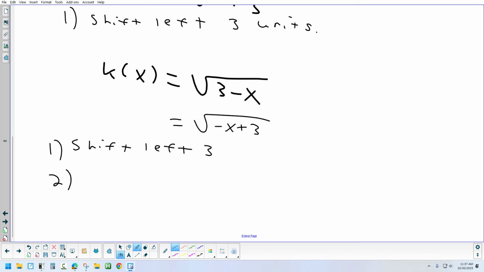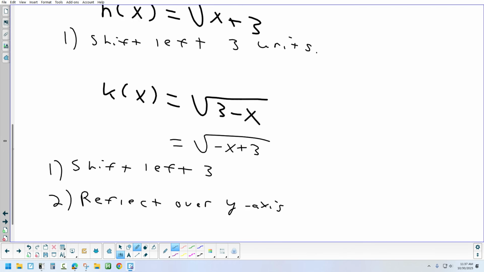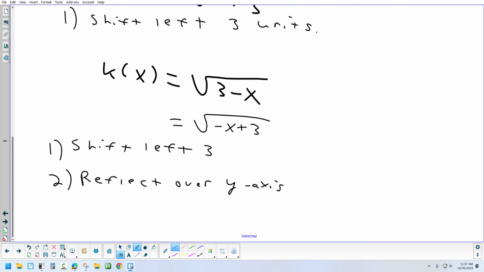Yep. Reflect over the y-axis. You could say horizontal reflection or reflect over the y-axis. Probably more specific to say reflect over y-axis, because if you say horizontal reflection, you're not really saying what to reflect over. There's lots of horizontal reflections. But yeah, reflect over y-axis is probably better. Questions on that?